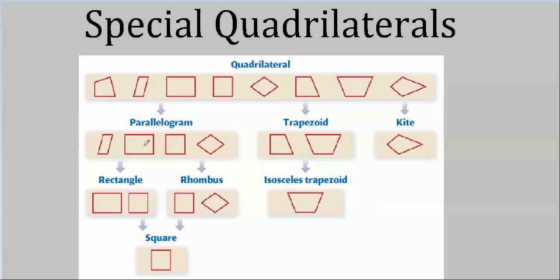Over here, we have a rectangle. A square also falls into the rectangle definition. Why? Well, remember, a rectangle is just a parallelogram with four right angles. Well, a square is a parallelogram with four right angles. So it's a special type of rectangle.